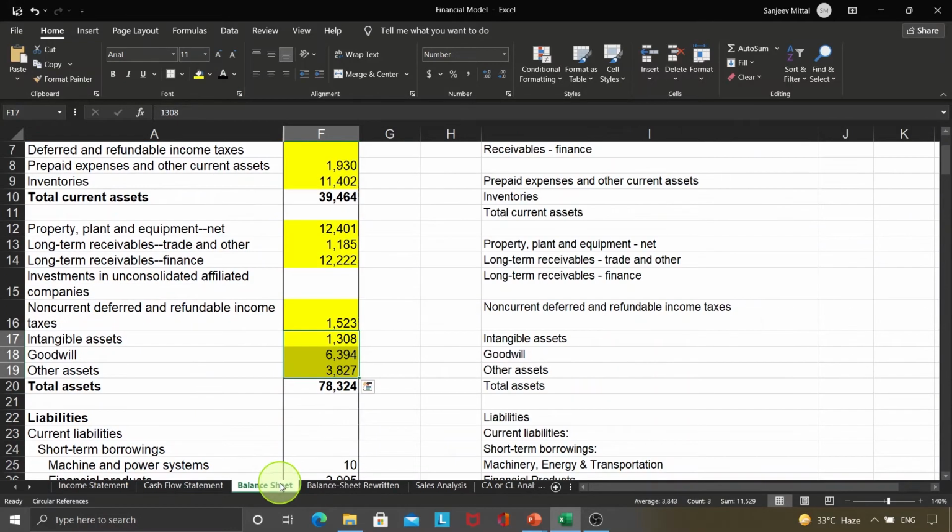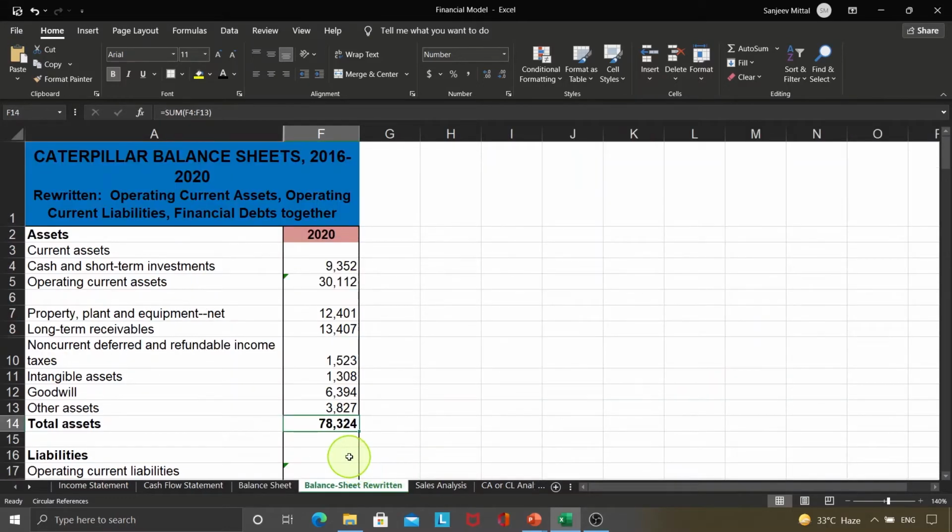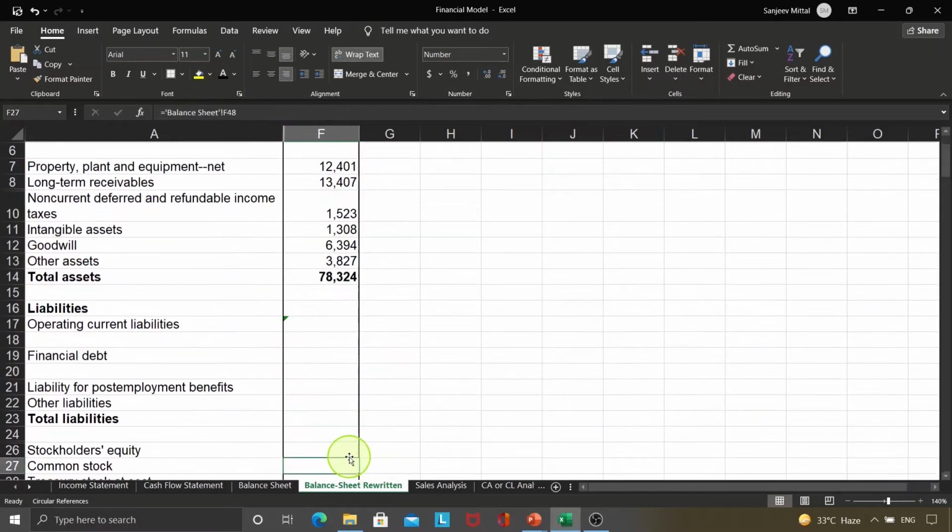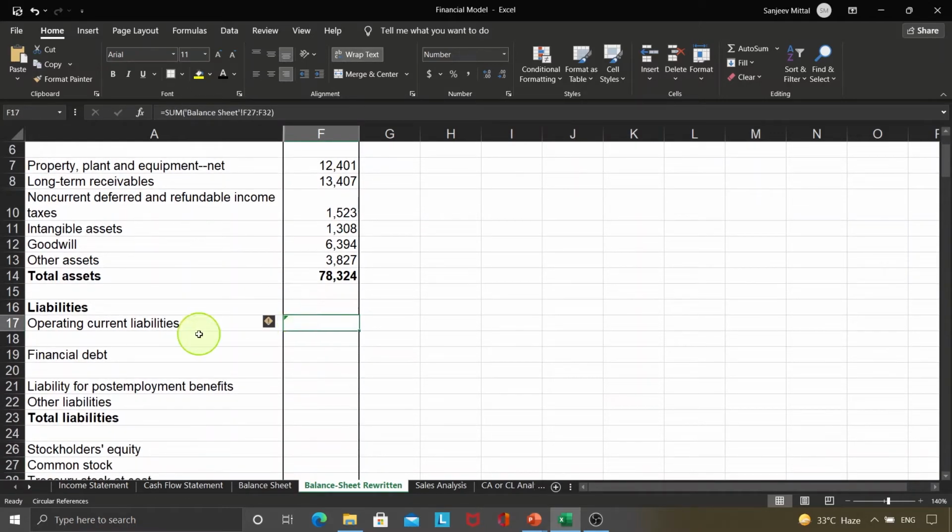And if you see our balance sheet, it's matching with our total assets because we have just reshuffled some of the data for our financial modeling purpose. Now, after that, if we go and see our liability side, inside our liability, I have written operating current liabilities. Now, I have selected a whole range of data from F27 to F32.